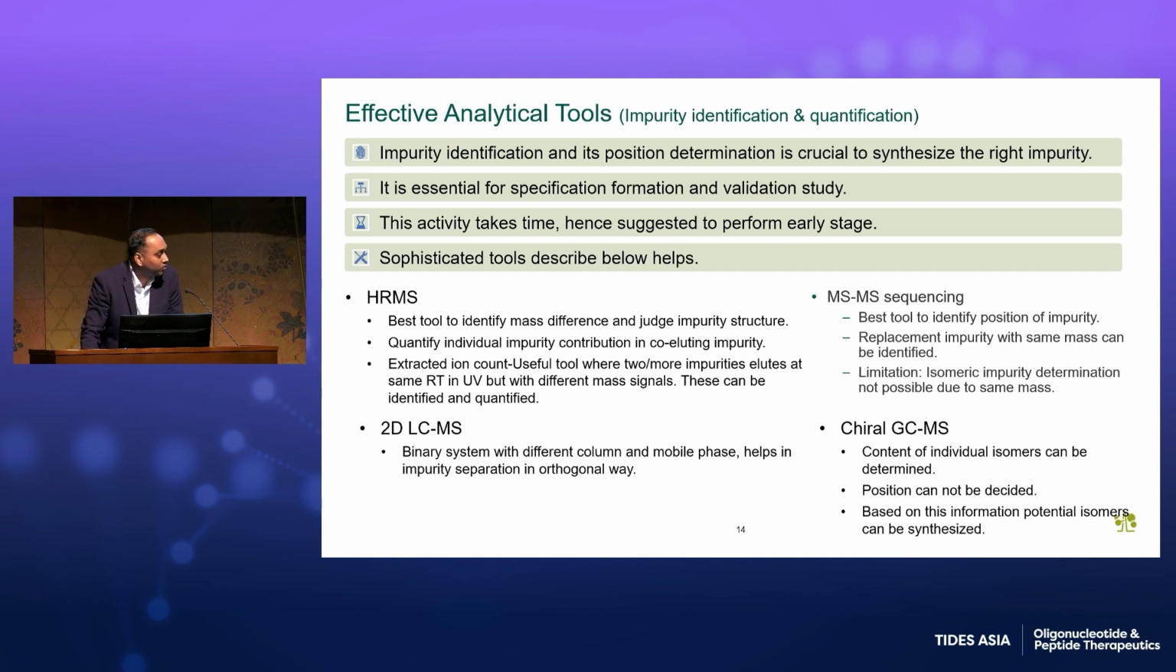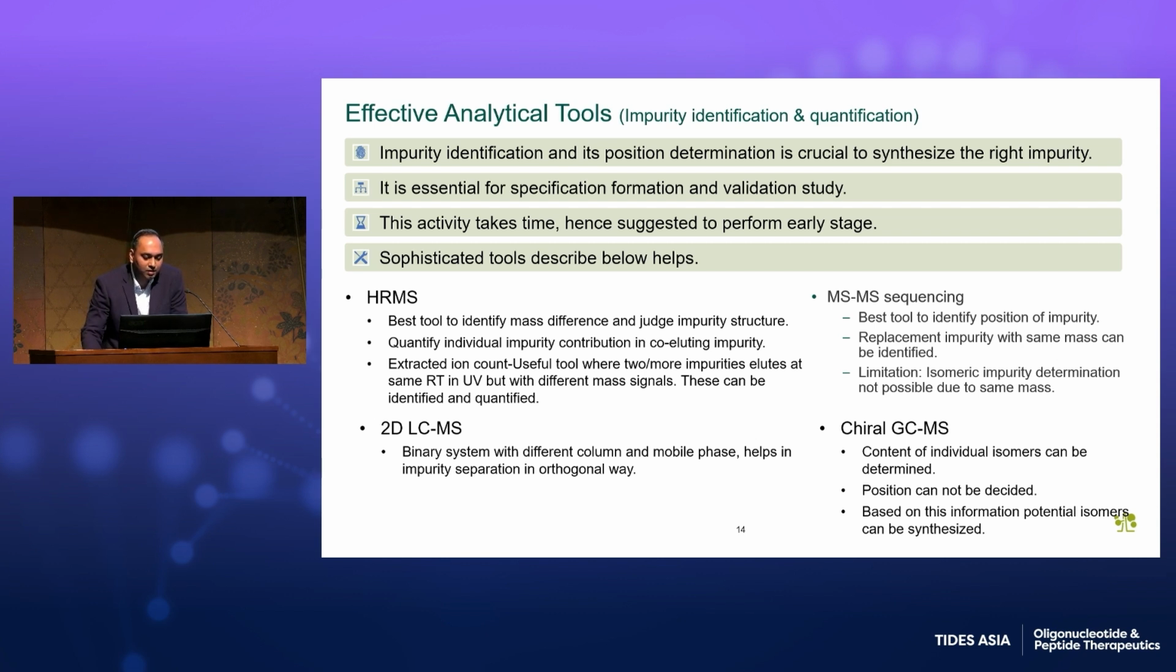I'm presenting here the different analytical tools which we use at Polypeptide from the analytical side. So, having right impurity identification and position determination is crucial to synthesize a particular impurity. And after synthesis, we develop a right method, and then we perform the validation. So it is essential for the specification formation and validation study. This activity takes time and is suggested to be performed at an early stage, using the sophisticated core tools described below.